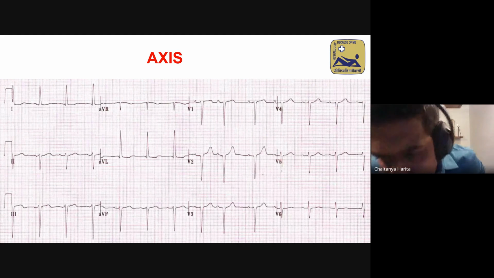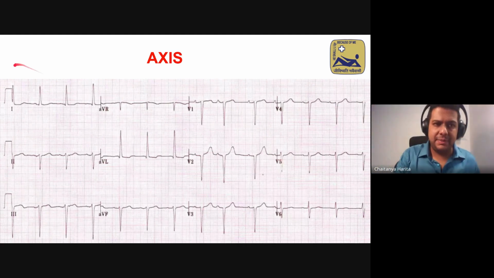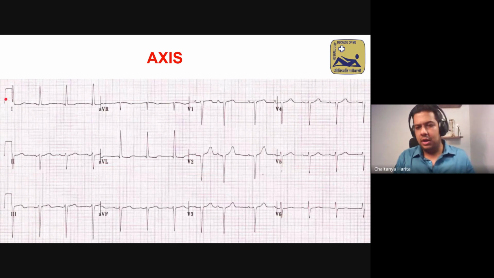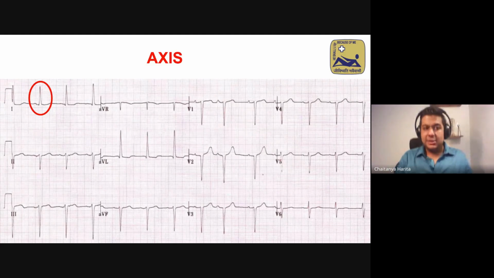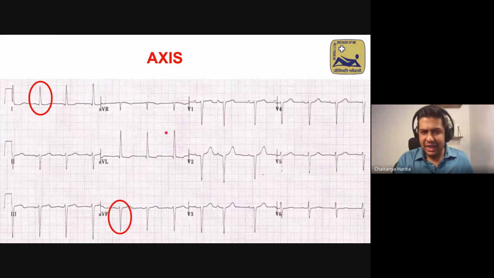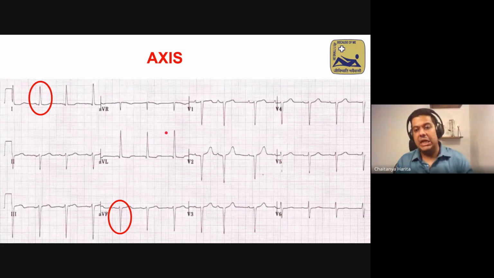So looking at this ECG, always look at the calibration. One wide, two tall, absolutely fine. What are the two leads that we focus on? We look at the QRS complex in lead 1. It is predominantly upright, positive, good. Look at AVF, it is predominantly negative.